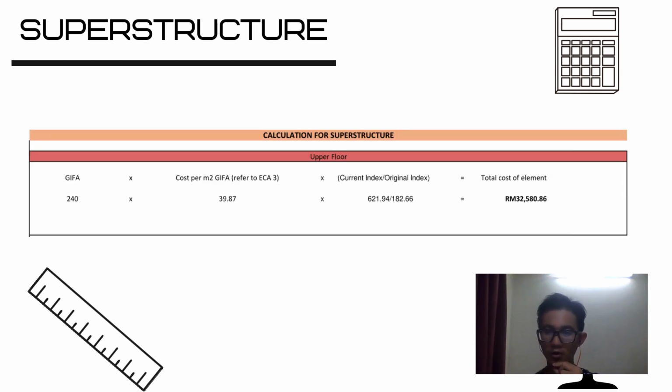Next item is upper floor. I will use the same method as measuring the cost portion, which is the GFA 240 times the cost per GFA 9.87, and times the latest index per original index, which is 651.94 divided by 182.66. The total cost for the element is RM 32,580.66.